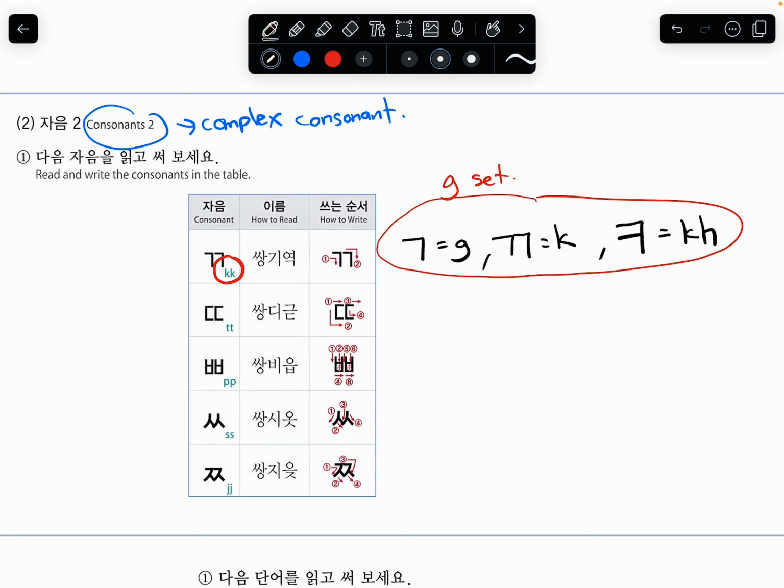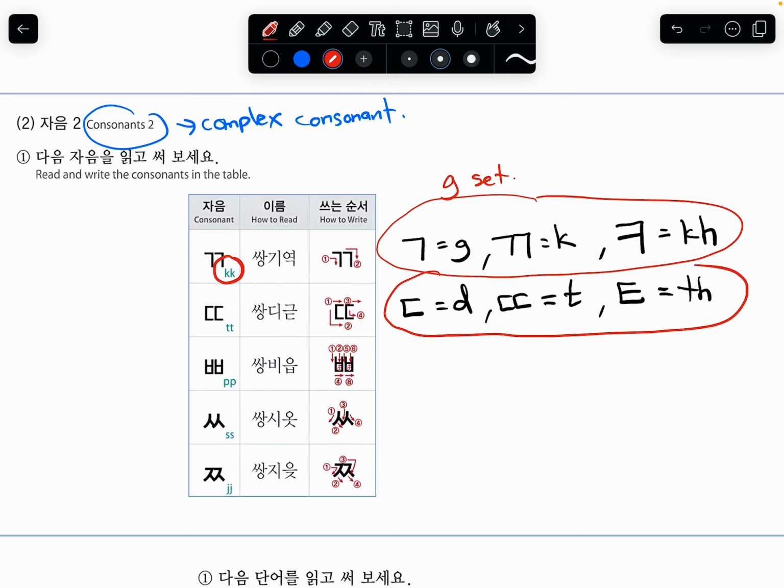And then we have the D set, which is the first one like this. This is D. And then when you double it, the sound will be T. And then when you have this, but with an extra line in the middle, the sound is TH. Like this. So this one we call the D set.